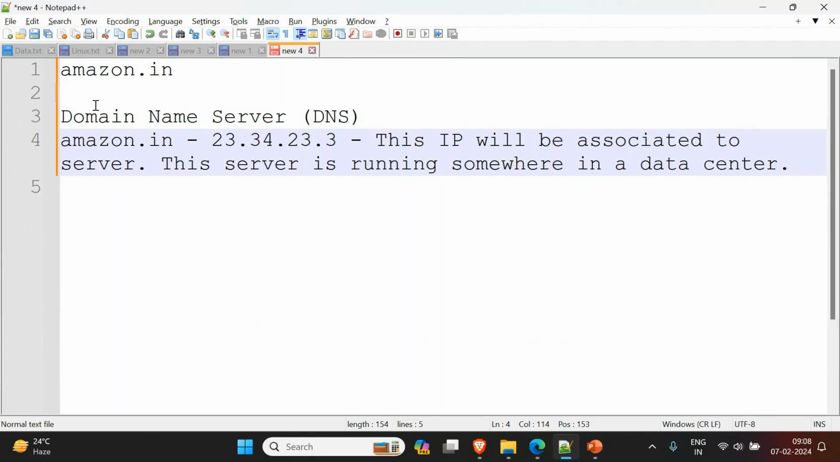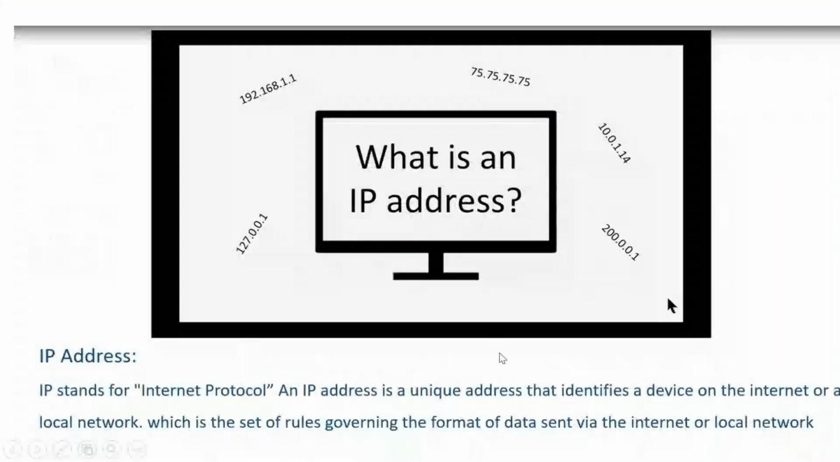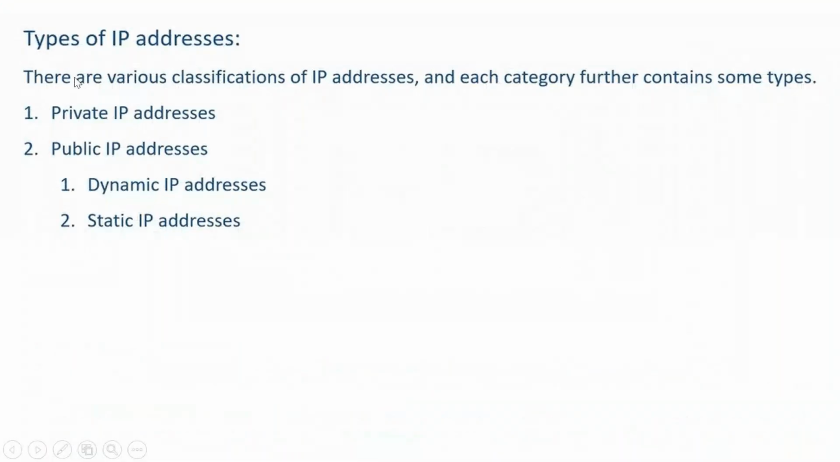So we are all using URLs, but every URL will have an associated IP address, that you should understand. Without an IP address, we cannot connect to a server. There are various classifications of IP addresses, and each category further contains some types. One is private IP address, another is public IP address. In public IP, again we have dynamic IP addresses and static IP addresses.